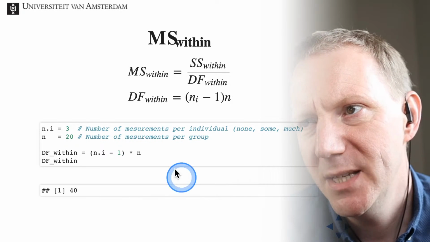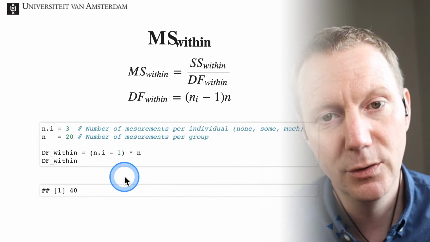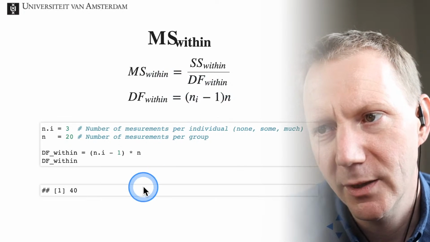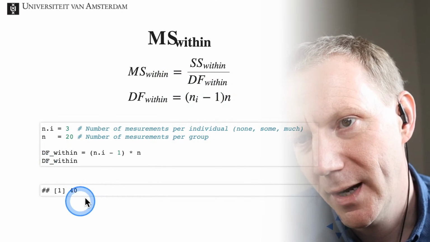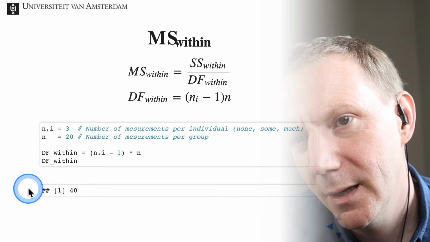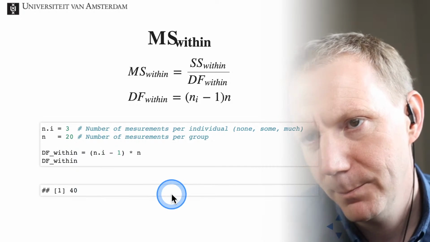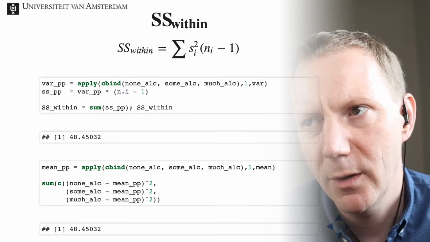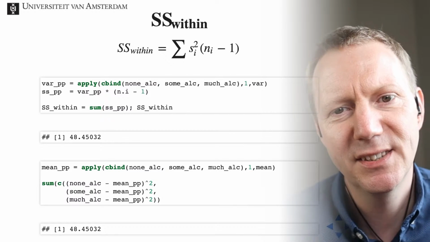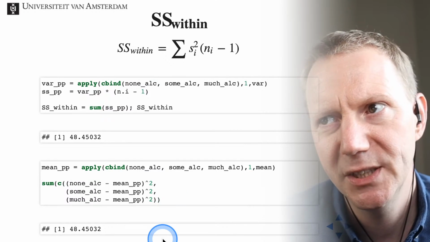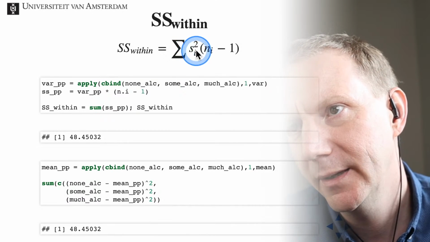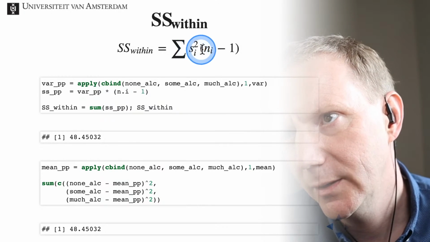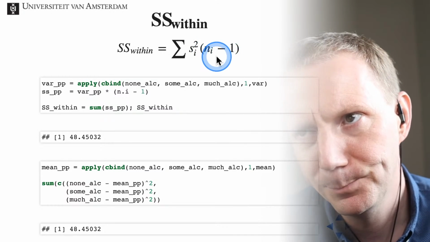So the mean squares for the within factor, so within individuals, is determined by the sums of squares within divided by the degrees of freedom. I could just calculate that quite easily and look at the degrees of freedom. If I look into this sums of squares of the within factor, I see the same kind of equation that we've seen earlier. We're multiplying the variance with the degrees of freedom, n minus 1.